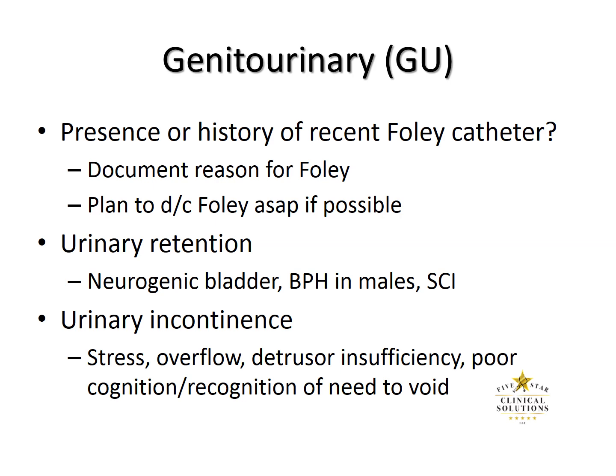Moving on to the GU or genitourinary system. Is there a presence of or a history of a recent Foley catheter? Document the reason for the Foley. Plan to discontinue that Foley as soon as possible. Does the patient have a history of urinary retention, a neurogenic bladder, BPH in males, or perhaps even a spinal cord injury necessitating the use of that Foley catheter, oftentimes a suprapubic catheter in that case?